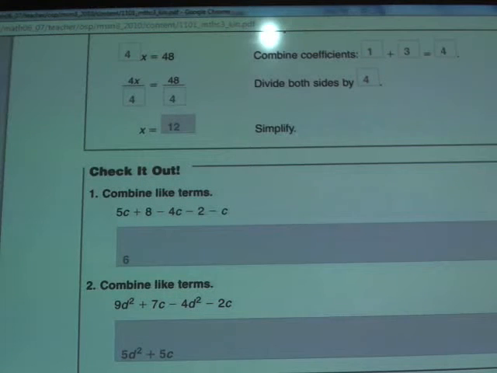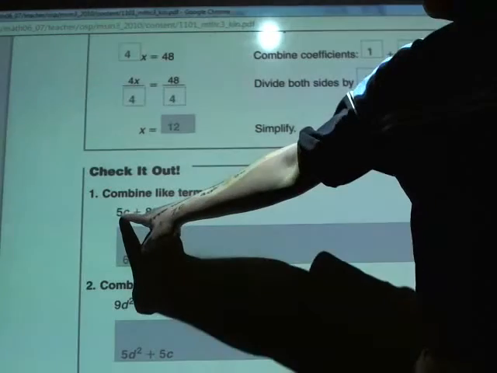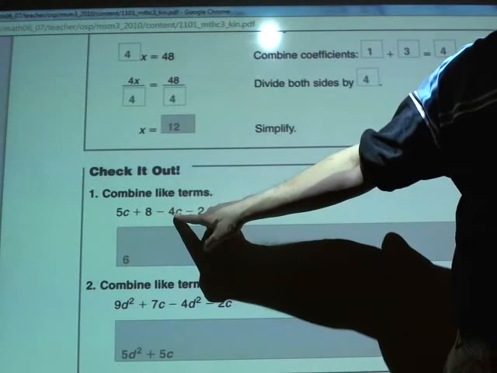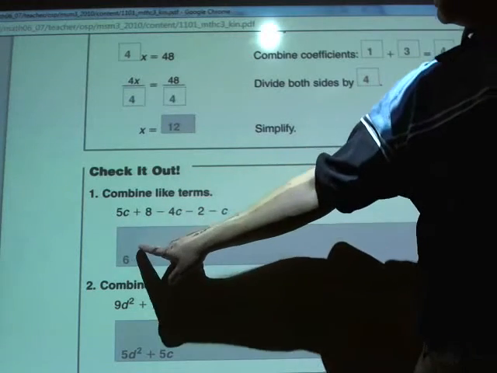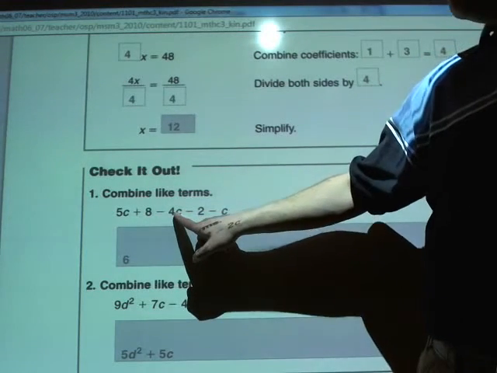All right, so let's go ahead and take a look at the check it out examples here. Number 1, where we're combining like terms, 5c plus 8 minus 4c minus 2 minus c. All right, well, we can simplify that. That's not too bad. We've got 5c minus 4c's, which is what they're listing right here. Well, if I've got 5c minus 4c, that's going to give me 1c.